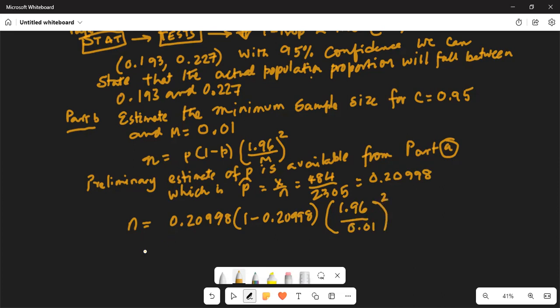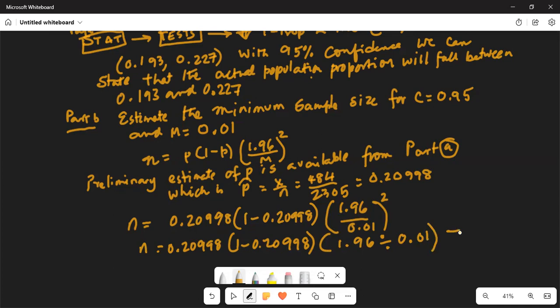Okay, so let's do it in the calculator. So it will be 0.20998, left parenthesis 1 minus 0.20998 right parenthesis, then again left parenthesis 1.96 divided by 0.01. I have to square it. So I will press the X square button in TI-84, which is in the first column. That puts the exponent 2 and then enter, and I will round it off to the next highest number.